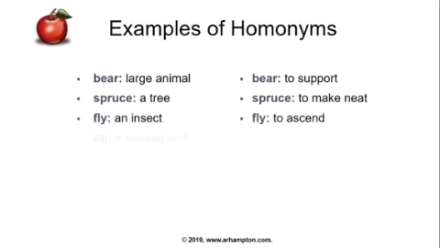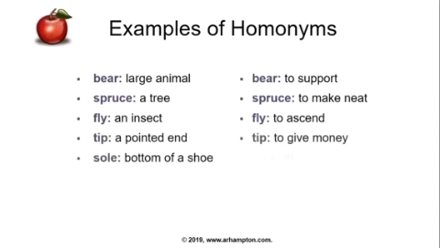Here are some examples of homonyms, and the best way to learn them is just to read and find multiple examples. Bear, a large animal. Bear, to support. Spruce is a tree, but spruce as a verb means to make neat or tidy. Fly is an insect, but fly as a verb means to ascend or to move upward. Tip is a pointed end, but when you tip as a verb, you give money. Sole, the bottom of a shoe, that's a noun. Sole, the only one, which can be an adjective.